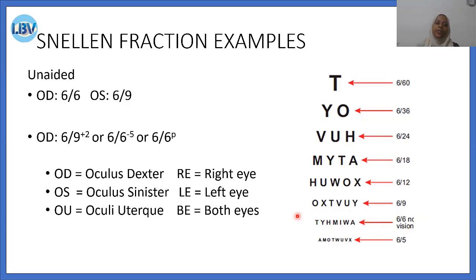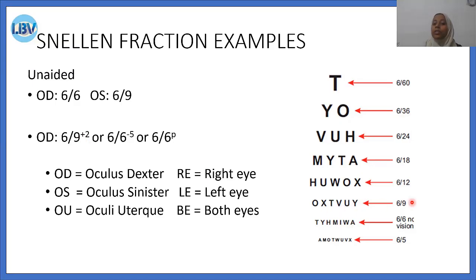So how will we record this vision? We record this as OD 6 by 6. Similarly, for the left eye, the patient has read only the 6 by 9 line completely, so we have written 6 by 9 here. Now, in certain cases the patient cannot read the whole line, maybe reading only two letters in the 6 by 6 line and not the rest. In that case, there are different ways to record the visual acuity. We can mention it as 6 by 9 plus 2.